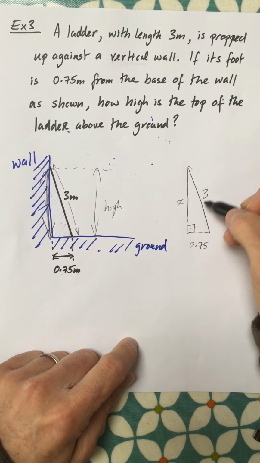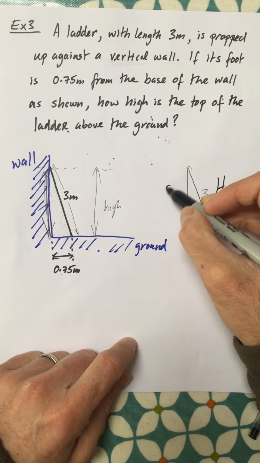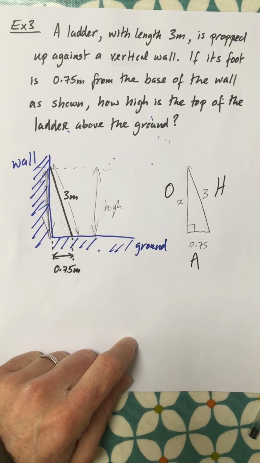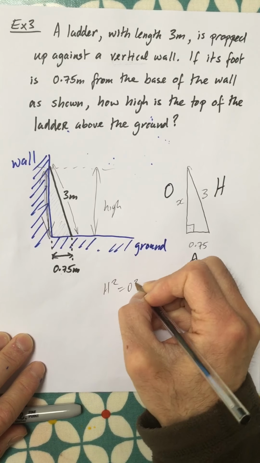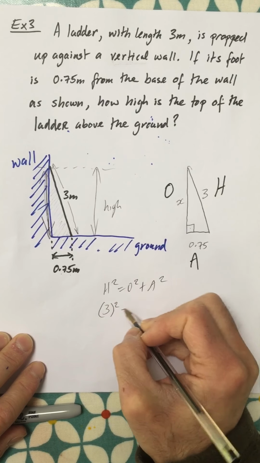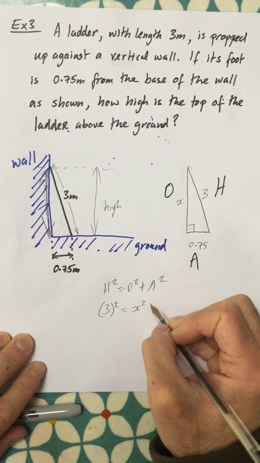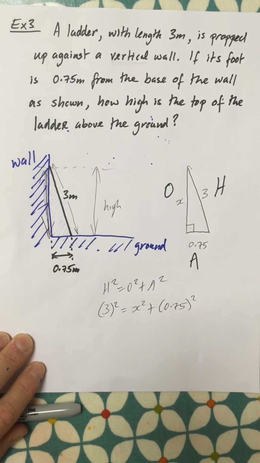To use Pythagoras' theorem, I must label my sides. There's my right angle, this will be H, and I'm going to call this O and this A. And I'm just going to use it here. So I've got H squared equals O squared plus A squared. So I'm going to have 3 squared equals x squared plus 0.75 squared.